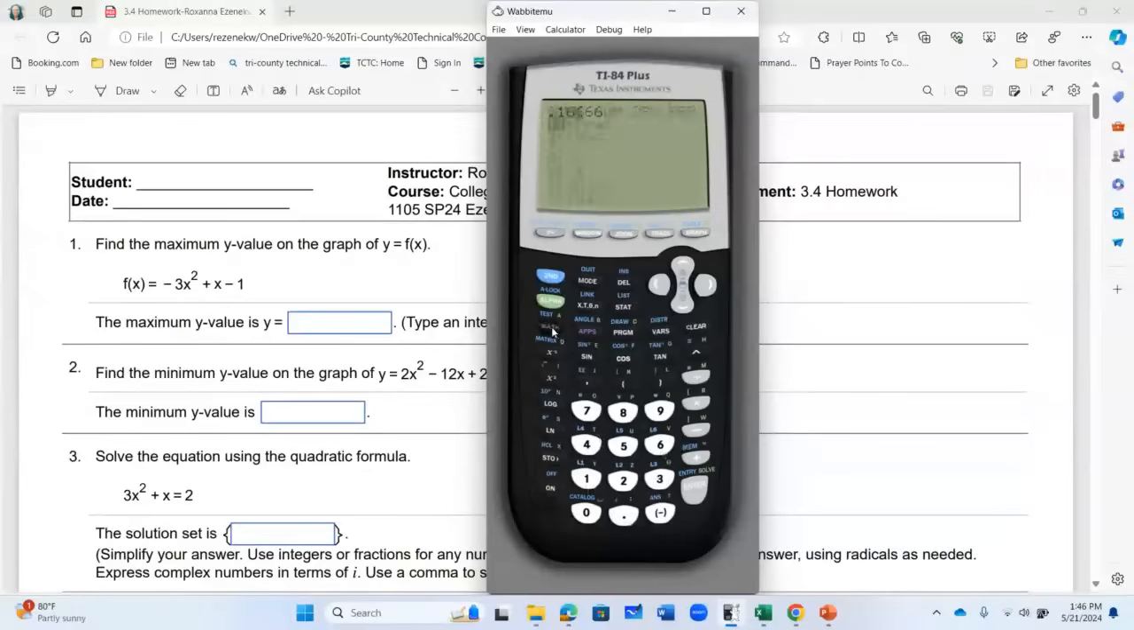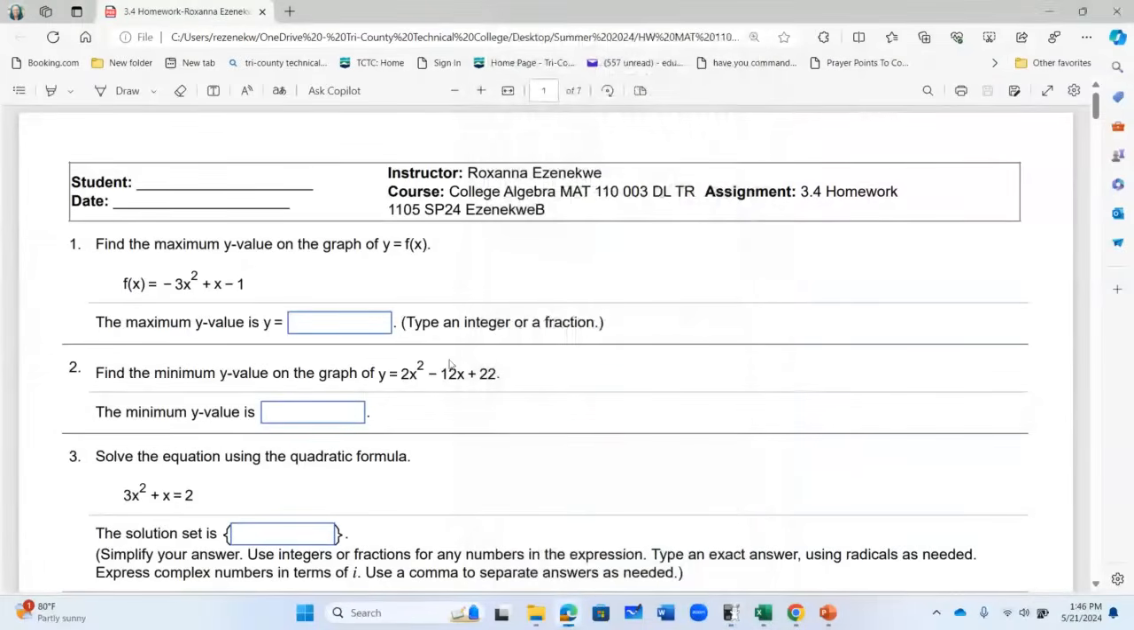And then I go to math, and I'll change to fraction, and I'll hit enter. I'll try and change it to fraction. It didn't change though, but it should be able to change it to fraction if you're told to do that. Okay. Find the minimum point. The same method. Find the minimum point.